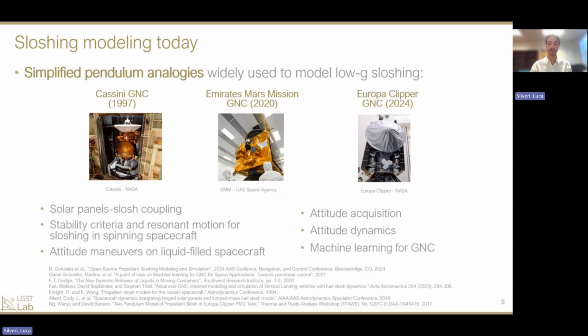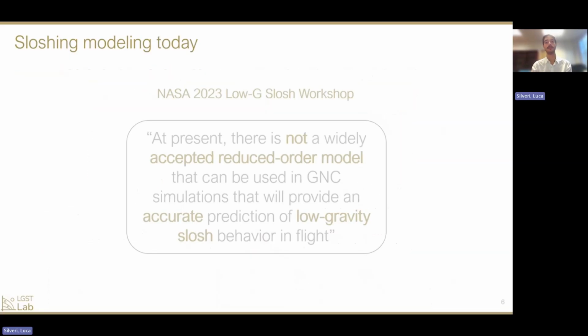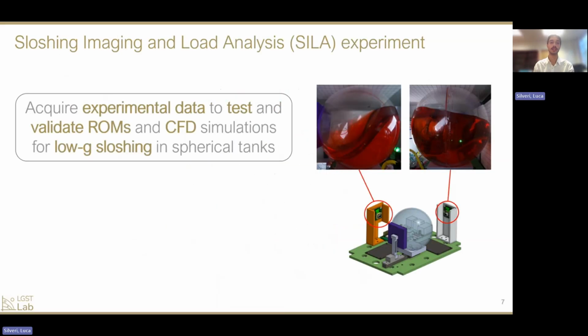So even if pendulum models may be appropriate for high gravity acceleration regimes, the lack of experimental validation casts doubts on their validity in low and microgravity environments. As a result, in 2023, a low-gravity slosh workshop organized by NASA stated, "At present, there is not a widely accepted reduced order model that can be used in GNC simulations that will provide an accurate prediction of low-gravity slosh behavior in flight."